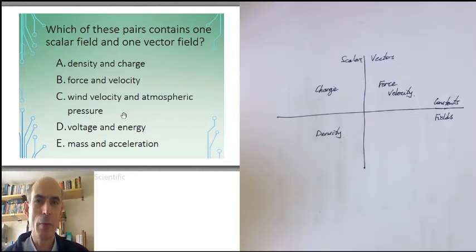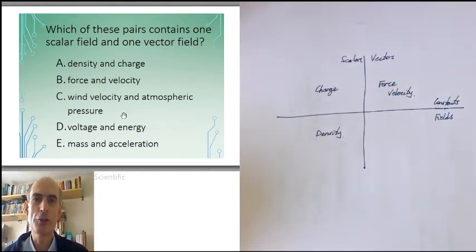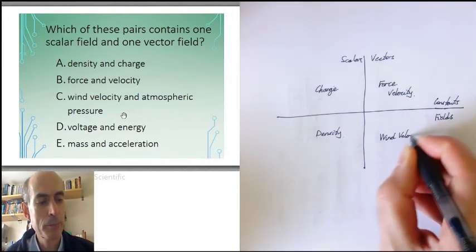Wind velocity, however. Now we're being told what the velocity is. And wind is a function of position. Some places in the atmosphere there is a lot of wind, in other places there is no wind, in some places you have whirlwinds, in which you have the wind going in one direction in one place and in the opposite direction in the other place. So wind velocity is a field. And it's a vector field because velocity is a vector. So wind velocity I'd put down here.